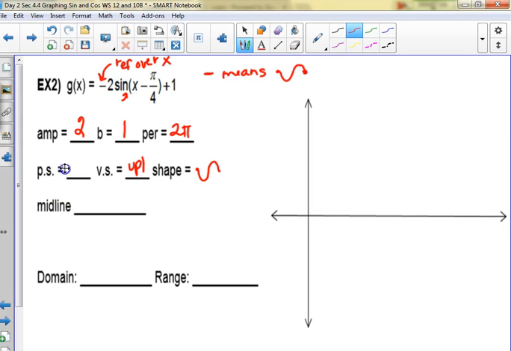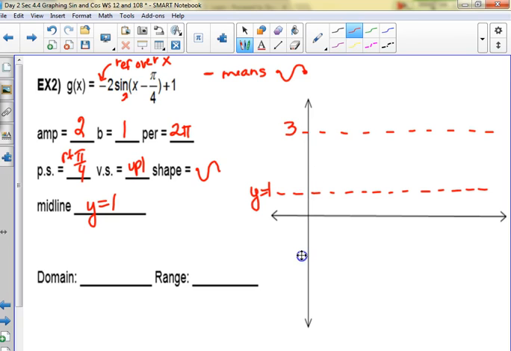Phase shift, anybody? Right, pi over 4. And the midline? Yes, it's just the vertical shift, so it's actually y = 1, right? Because it's a horizontal line. Okay. So there's my midline at y = 1. The amplitude is 2, so all the maxes are at what? 3, yes? And the mins are 2 below 1, which would be at -1. Okay.